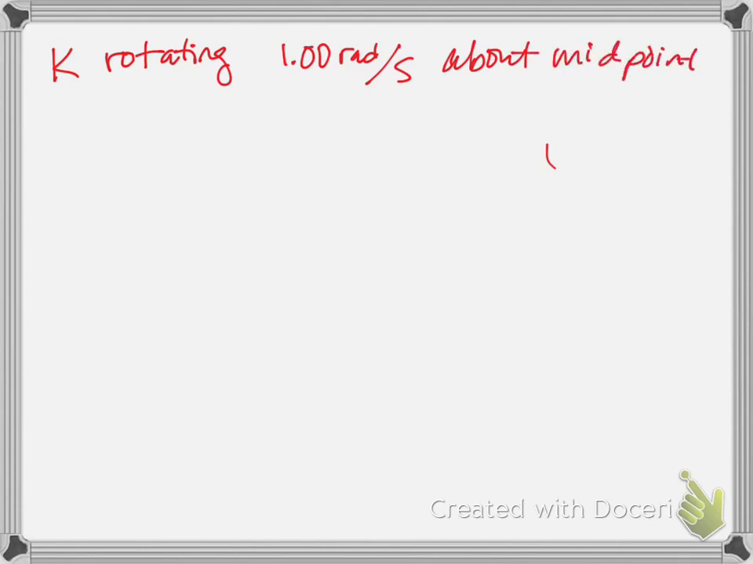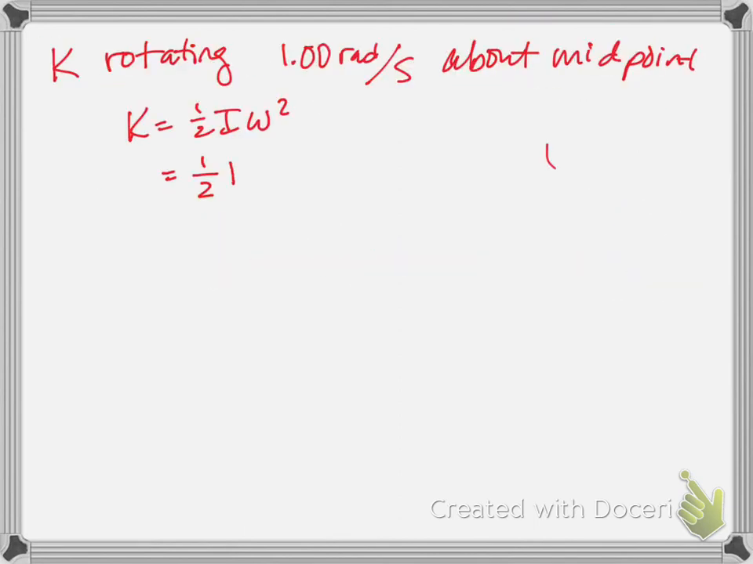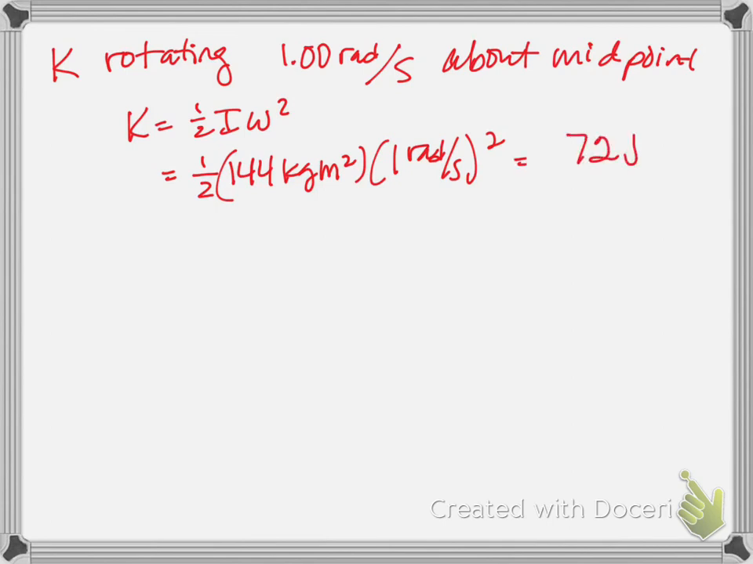Okay, so K equals 1/2 I omega squared. So I've got to go back and figure out what I was about the midpoint. It was 144. So 144 kilogram meters squared. And then we multiply that by 1 rad per second, quantity squared. And what do we get? 72 joules. So that's about the midpoint.